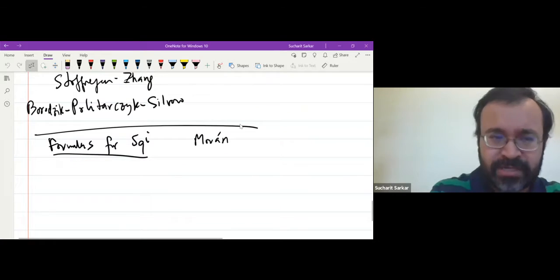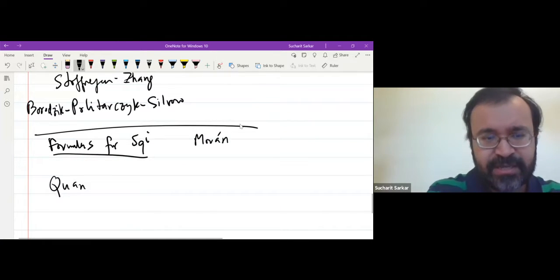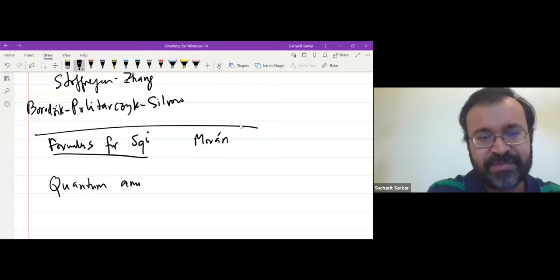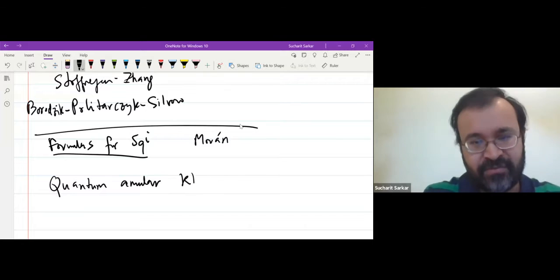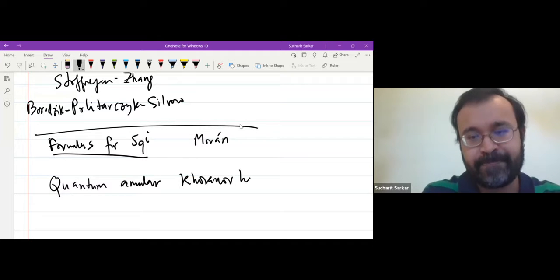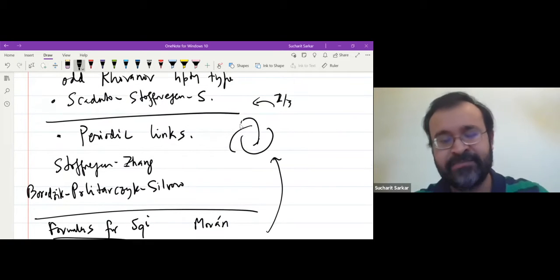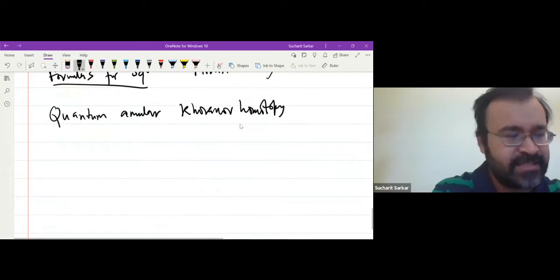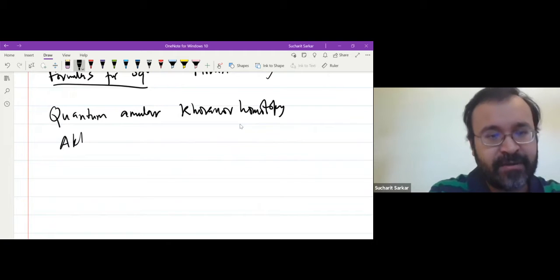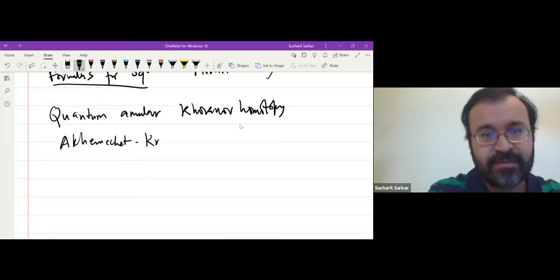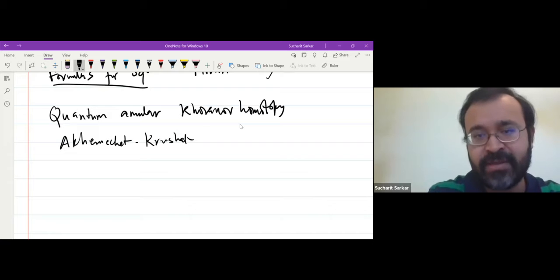There is something called quantum annular Khovanov homology. So there is something now called quantum annular Khovanov homotopy type, which is a generalization of Khovanov homology, but it's for periodic links like this, and this was done by Meshet, Slava Krushkal, and Mike Willis.